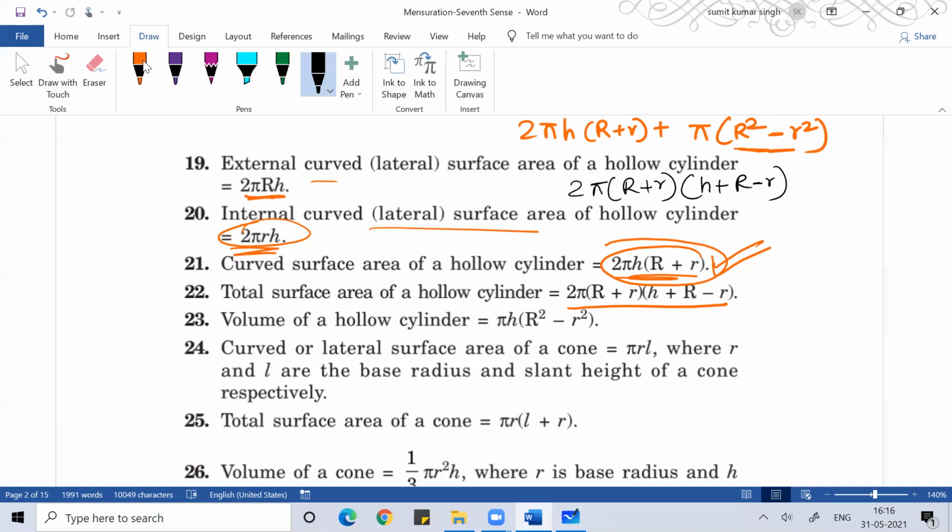Similarly, the volume of a hollow cylinder is πh(R² − r²). This you can also write as πh(R + r)(R − r).